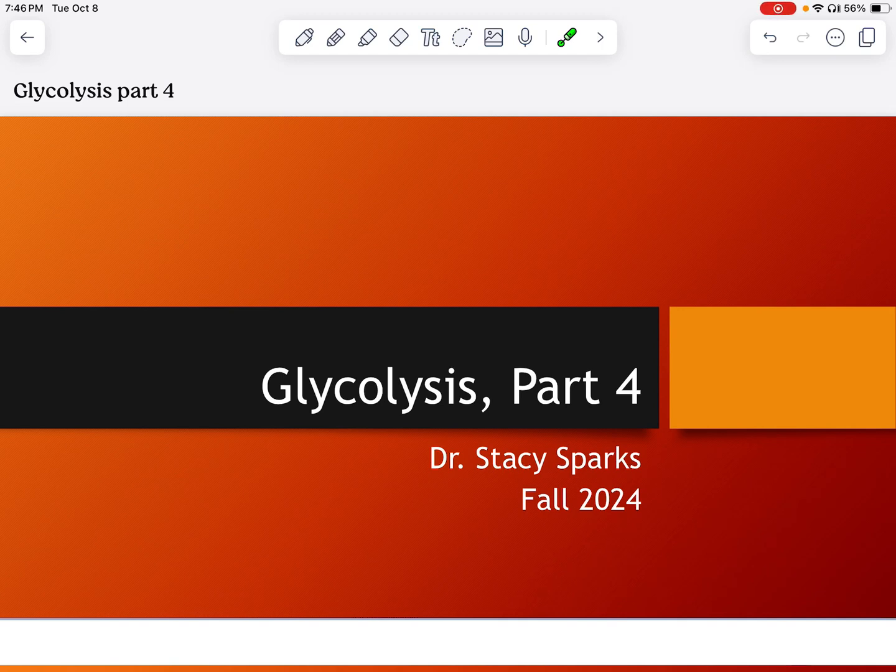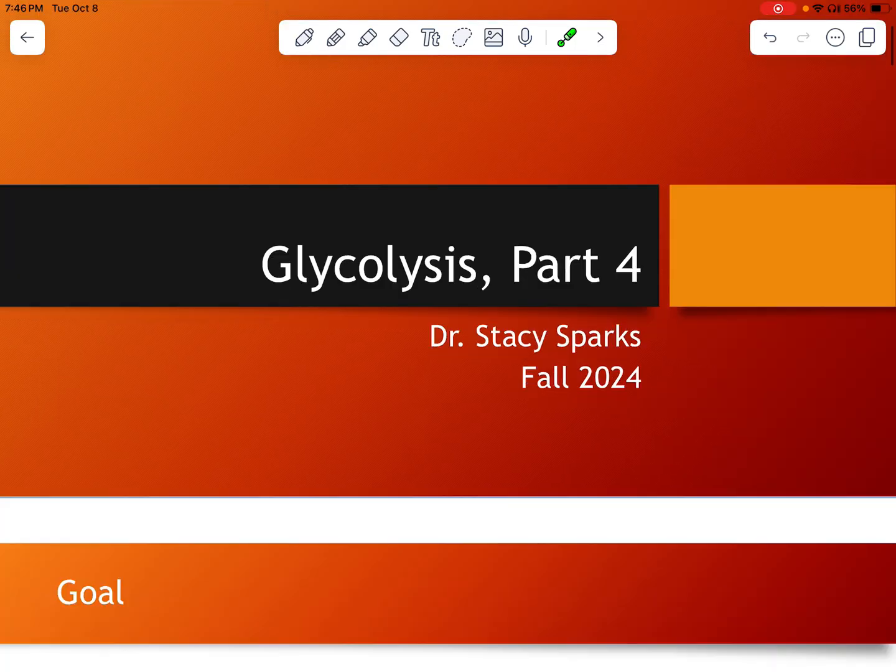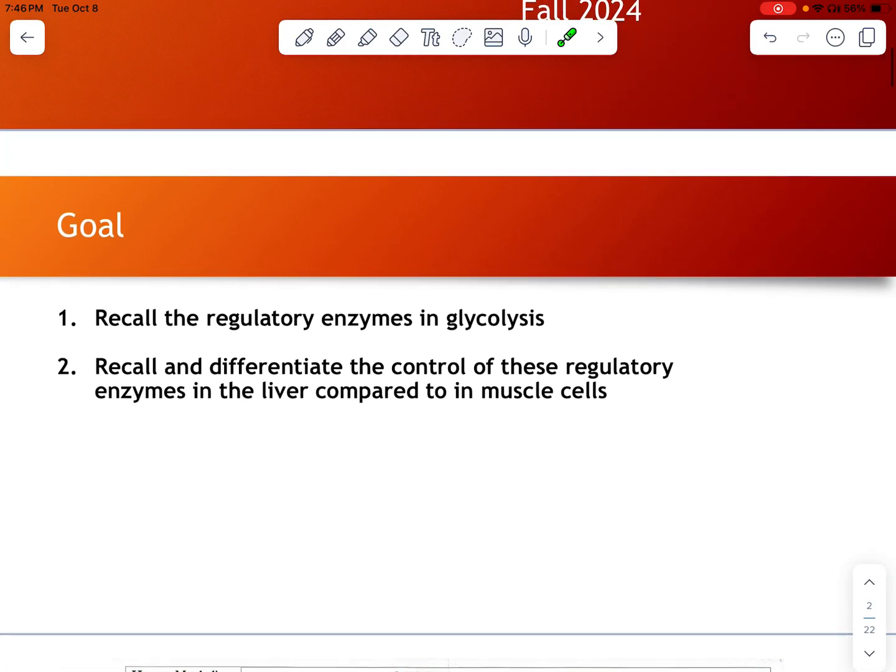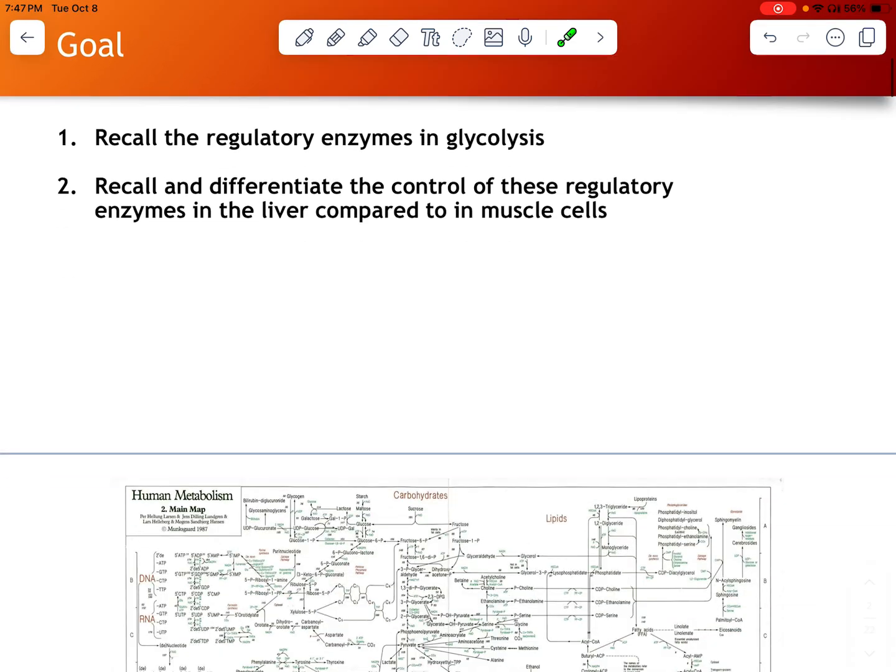Welcome back for our final segment on our lecture series on glycolysis. So the goal here is to really dig into the idea of these regulatory enzymes. Like, how does our body control glycolysis to run the cycle more when we need it, less when we don't? And as part of that, we are going to compare these regulatory enzymes in the liver and muscle cells.